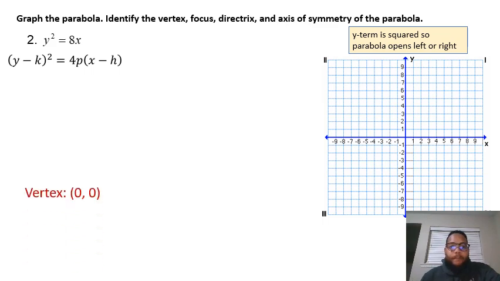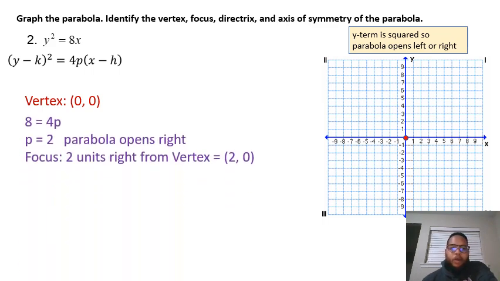Okay? Now first of all, we can see that our vertex is at 0, 0. We can tell that the vertex is 0, 0 because there's no h or k around, meaning they're both 0. So because the vertex is 0, 0, we have that red dot at the origin. That marks the vertex. You'll notice that the different points will be color coded, so it's easier for you to read the graph.